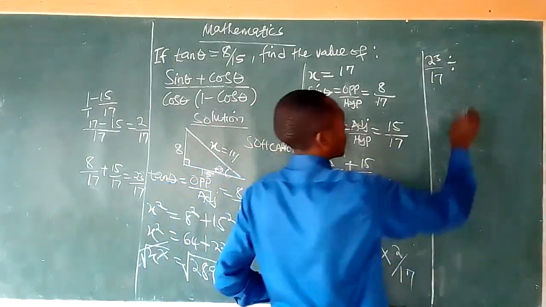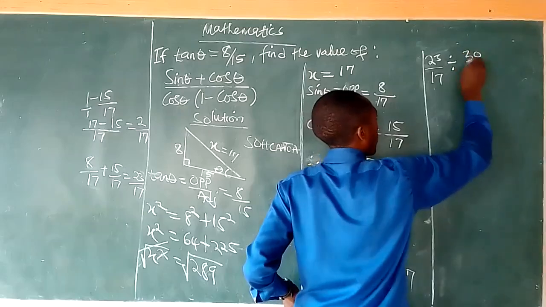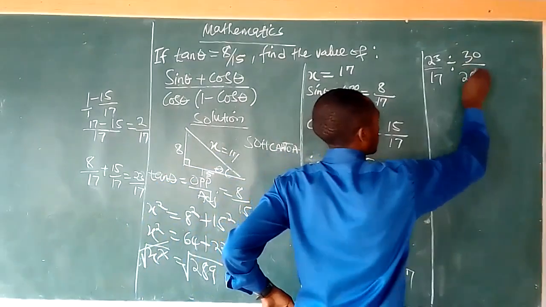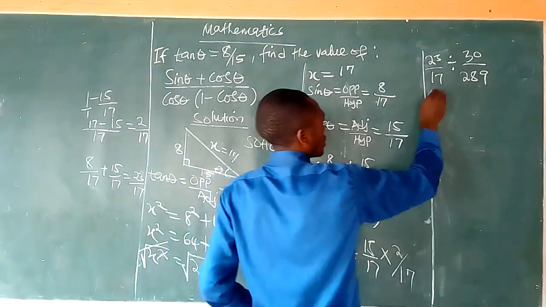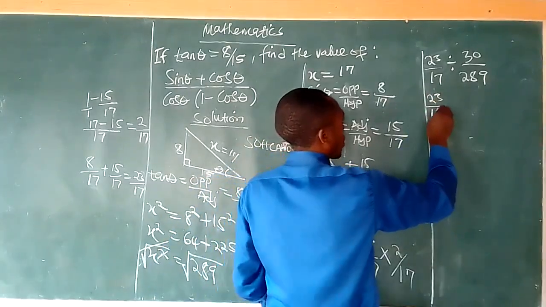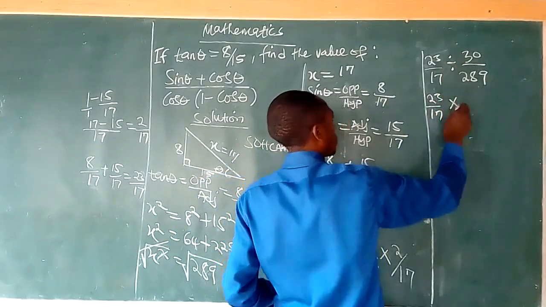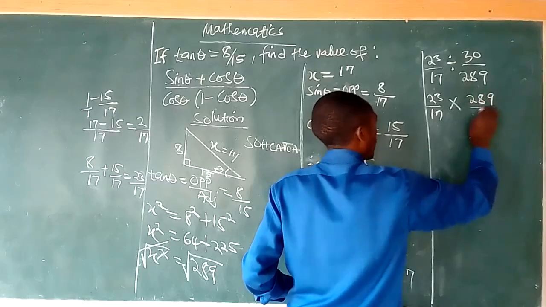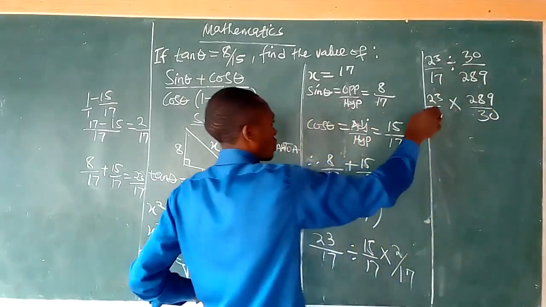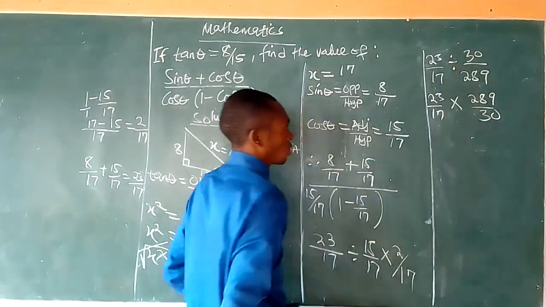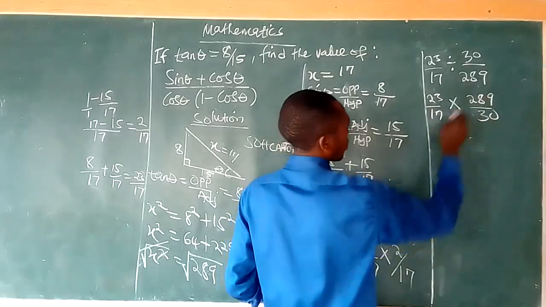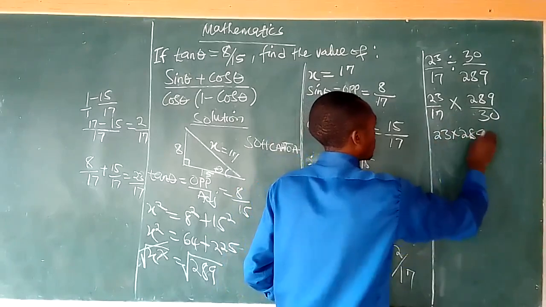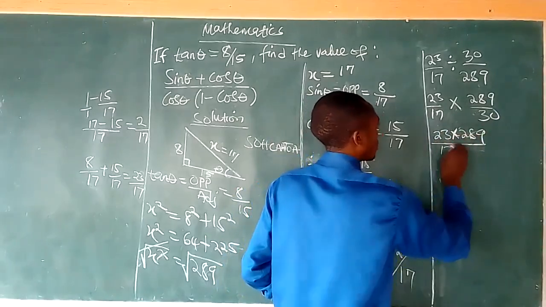Multiplying, 2 times 15 is 30 over 17 times 17, which is 289. So we have 23 over 17 divided by 30 over 289. We change division to multiplication and find the reciprocal, so this goes up and this comes down, giving 289 over 30. Now we multiply: 23 times 289 over 17 times 30.